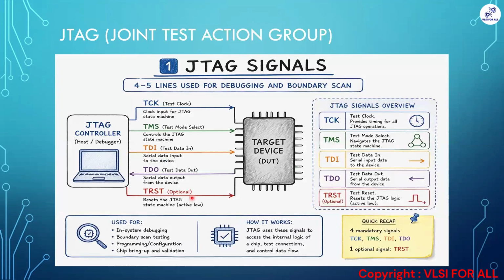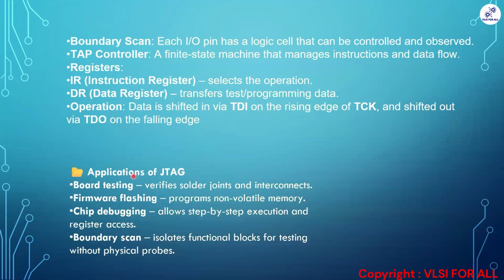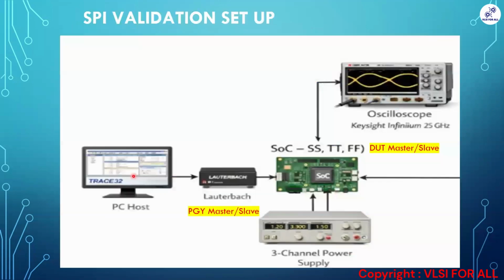And coming to the JTAG. JTAG will be having the 4 signals like TDI, TDO (data in, data out), clock, and test mode select pins. So I'll explain the validation setup of that JTAG. In JTAG, we'll be having a host PC and loader batch. In the SOC, we'll be having the 20-pin JTAG here.